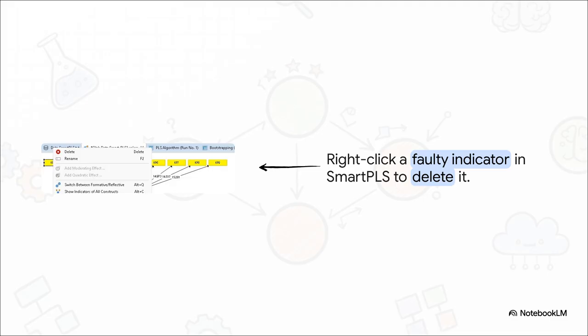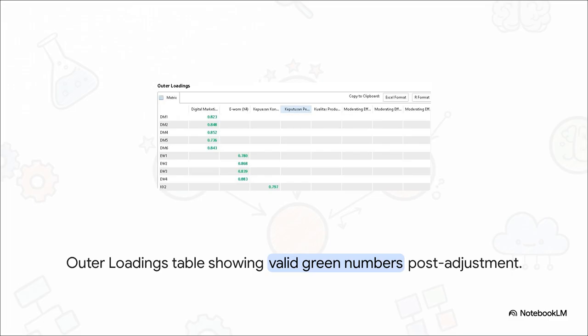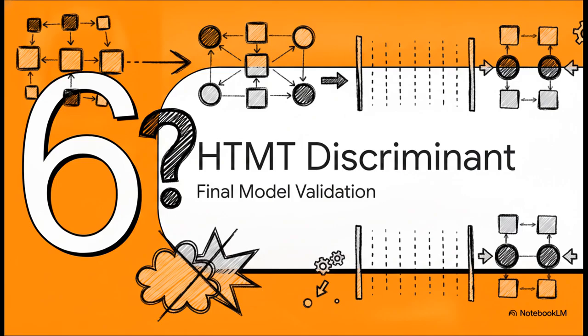So back in your conceptual framework, it's a piece of cake. You simply identify the faulty yellow indicator box that had the low score, right-click it, and hit delete. Think of it like pruning the weak branches off a tree so that the overall construct becomes significantly stronger and much more statistically valid. And just look at the result of that little pruning session. A completely clean sweep of green, valid numbers. By just dropping those underperforming indicators, our AVE naturally recalculates, clears the necessary threshold, and gives us the green light to keep moving forward.